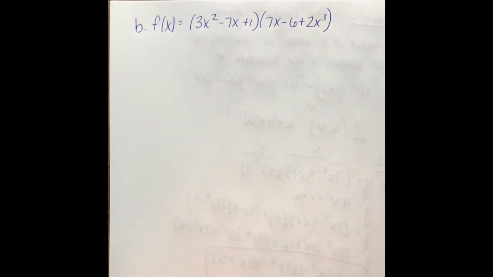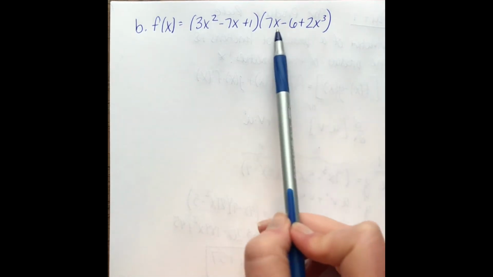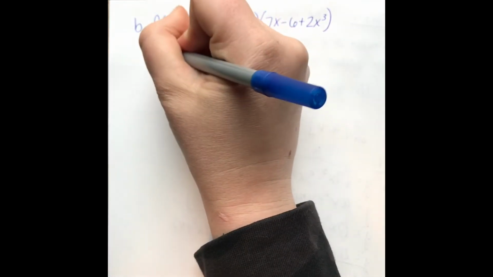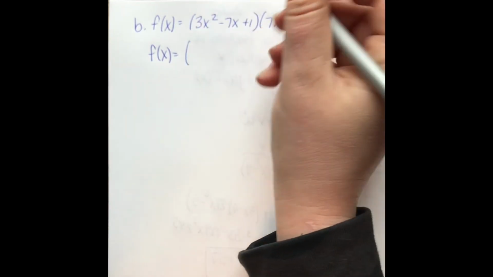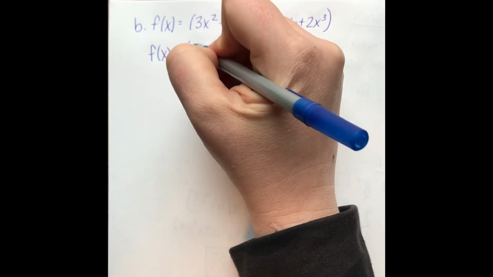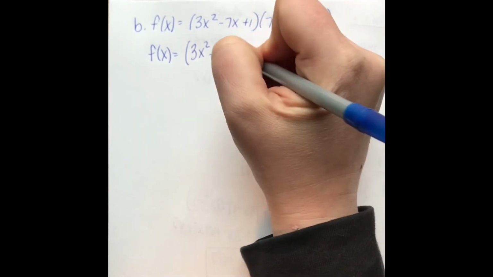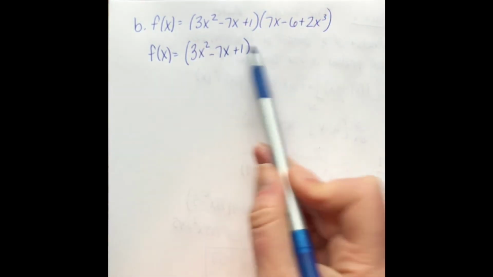Example 1b, we have f of x is equal to 3x squared minus 7x plus 1 times 7x minus 6 plus 2x cubed. All right, so the first thing that I love to do is to reorganize this so the exponents go from greatest to least. So we're going to start off with f of x is equal to, the first term is already in correct form, so 3x squared minus 7x plus 1. All the exponents are greatest to least.